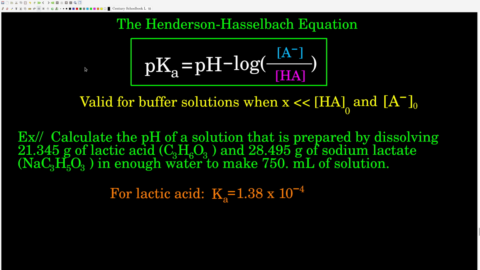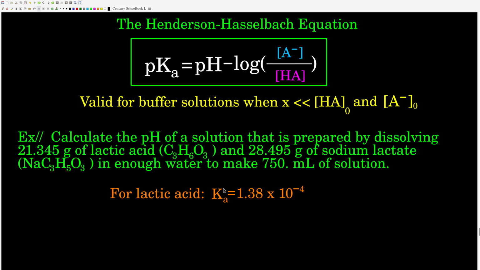And when can you use it? This is key to the next video, when we talk about acid-base titrations. This is a very useful equation, and we can use it for a buffer solution when x is a lot less than the initial concentrations of the weak acid and its conjugate base. And you'll see how we can tell that in just a minute.